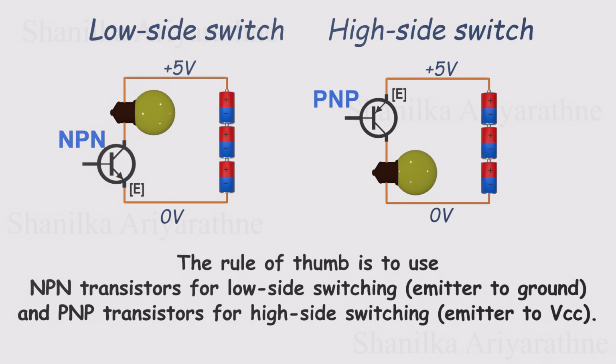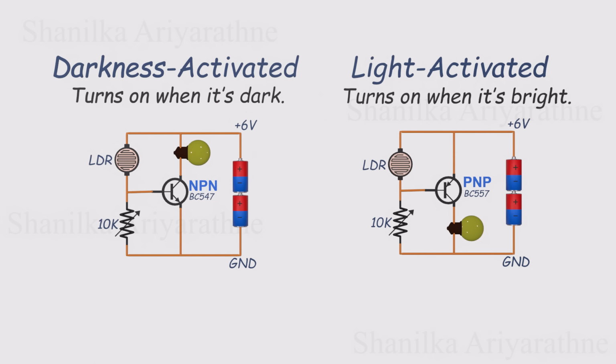Now that we've got a solid understanding of how to use NPN and PNP transistors as switches, let's put that knowledge into action. We're going to break down two simple light sensing circuits. One will turn on when it's dark, using an NPN transistor for low-side switching. The other will turn on when it's bright, using a PNP transistor for high-side switching. Let's see how each one works.